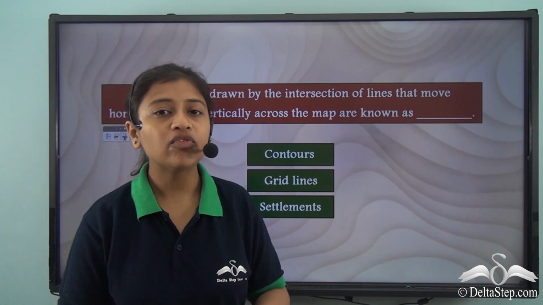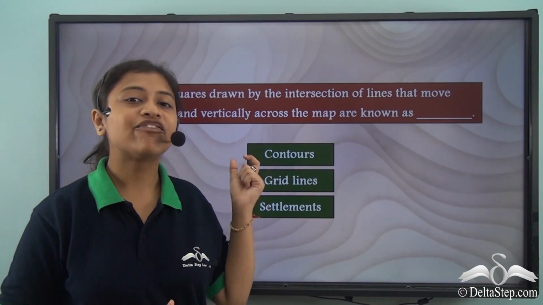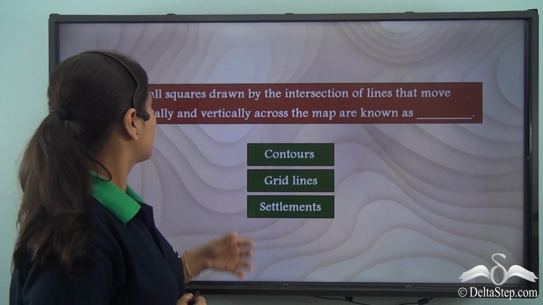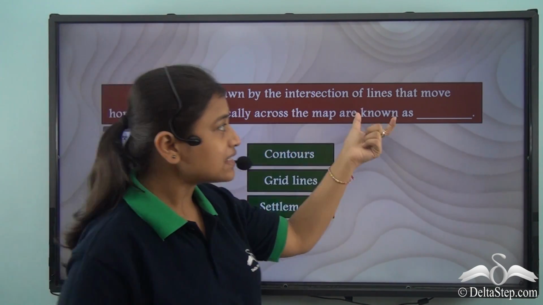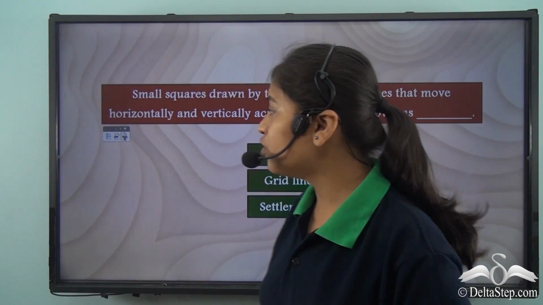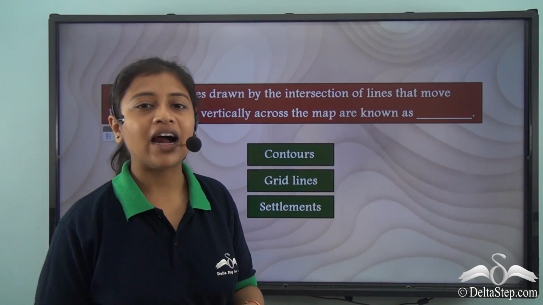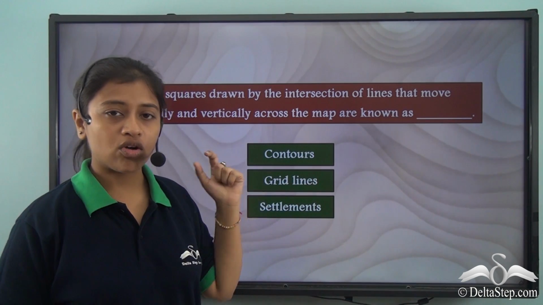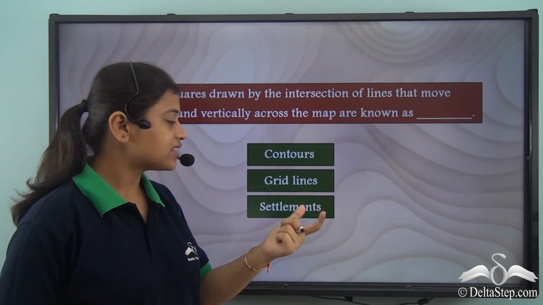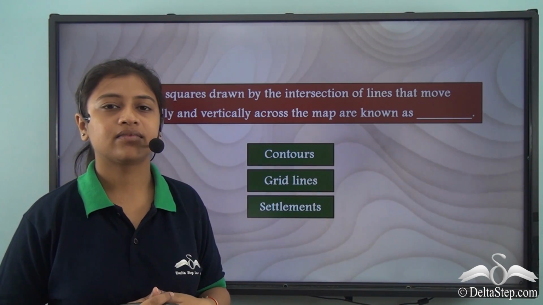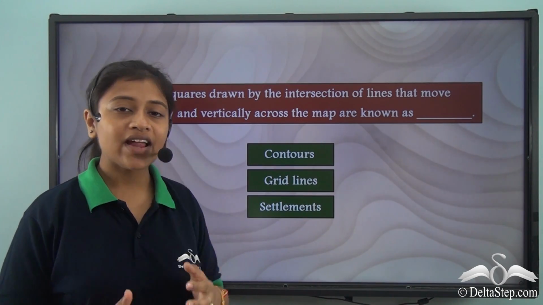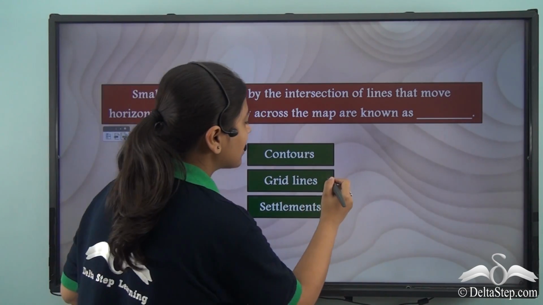Now before we move on with our lesson, could you help me fill in the blanks? Well, small squares drawn by the intersection of lines that move horizontally and vertically across the map are known as contour lines or grid lines or settlements. Well, the correct answer is they are known as grid lines.